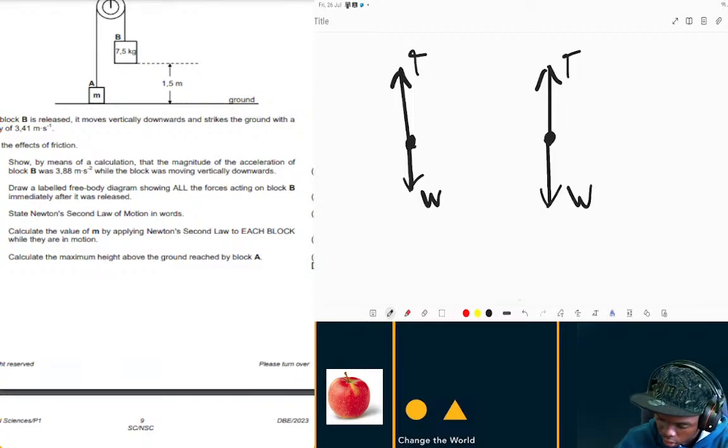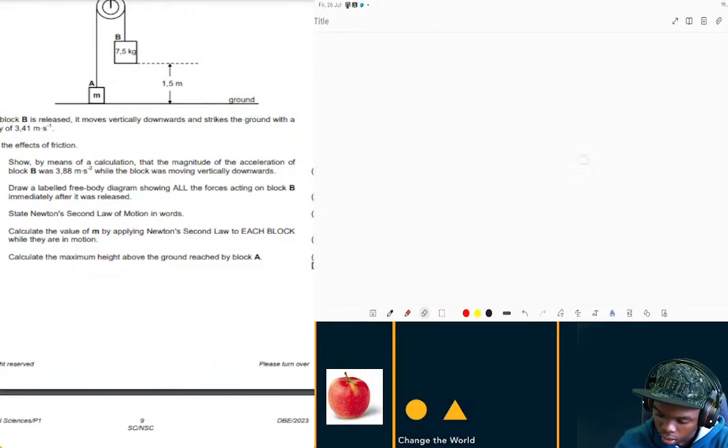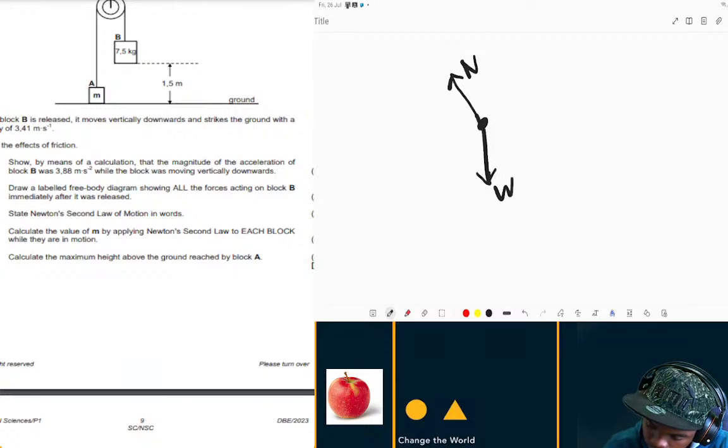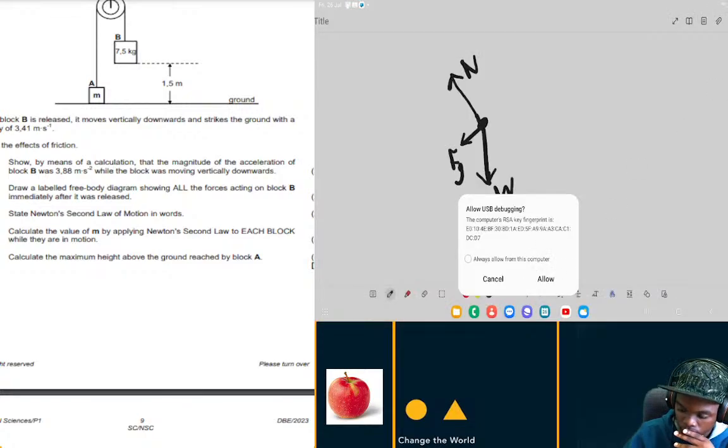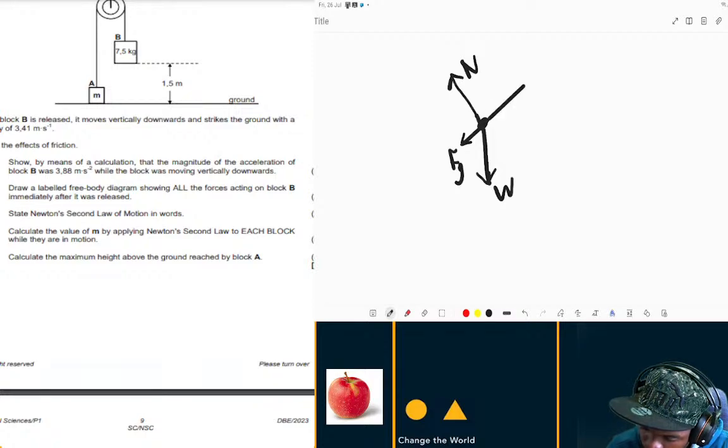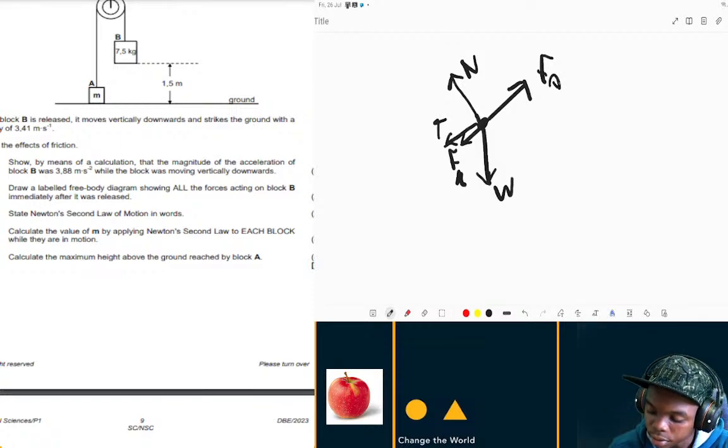Now, before we close, to go back to the incline. As I was saying, let's say we are on an incline. This is our normal, and this is our weight. We also had our FK, which means our kinetic friction, and we had our tension. That's for the first block, the one which was pulling, and we had our force applied. This is the free body diagram we had, right?